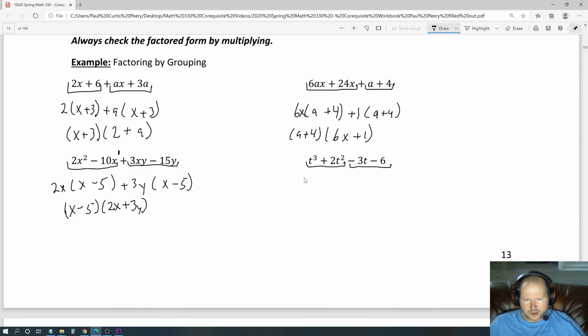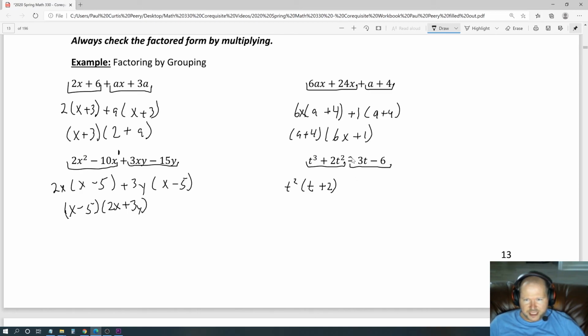Let's try this one. I can factor, what can I factor out of a t to the third power and a t to the second power? I can factor a t to the second power, right? T cubed divided by t squared, 3 minus 2 is 1. Then 2t squared divided by t squared, the t squares cancel out, leaving me the 2.